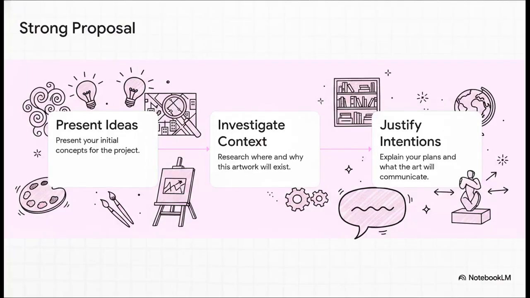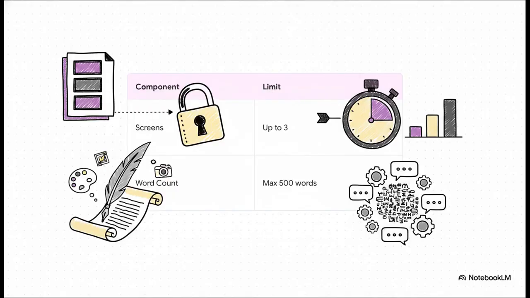A really strong proposal comes down to 3 things. Number 1, lay out your concept. Number 2, investigate the context. Where does this art live and why? And number 3, justify your intentions. What are you trying to say with this piece? What's the point? Now, here's the catch. The limits are tight. Your entire proposal has to fit on just 3 screens and be under 500 words. That's not a lot. It really forces you to be sharp, concise, and make every single word and image count.